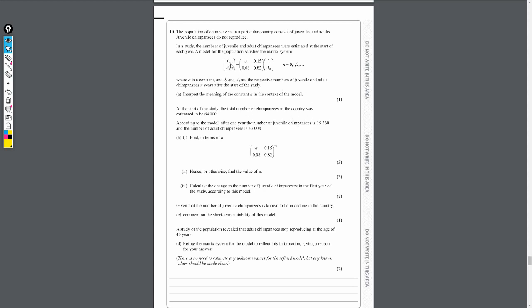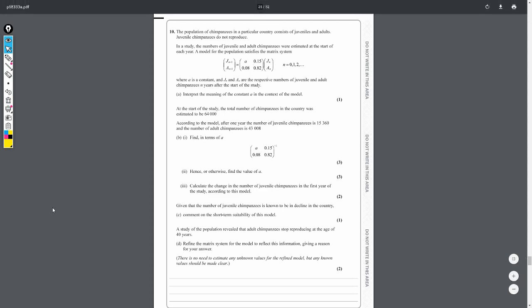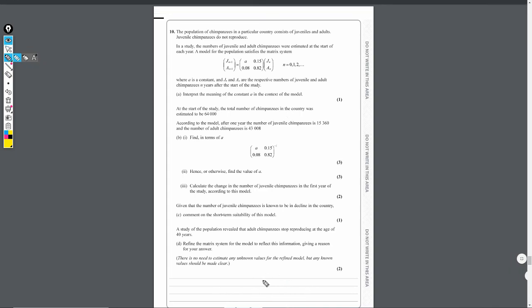So my Jn plus 1 gives me my next population figure for the juveniles, and my An plus 1 gives me the next population figure for the adults. So this A here, let me just get my pen. What I'm going to do is write down the sides for this question because it is quite long. Obviously I haven't got much room here down at the bottom. I'm just going to write down the sides. So I'll do it in yellow.